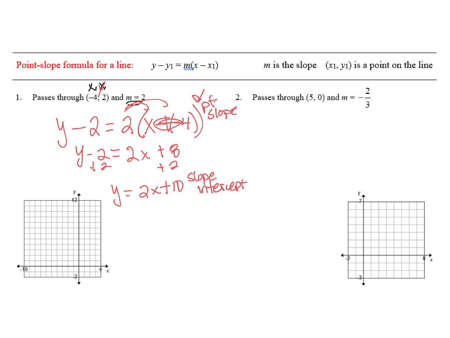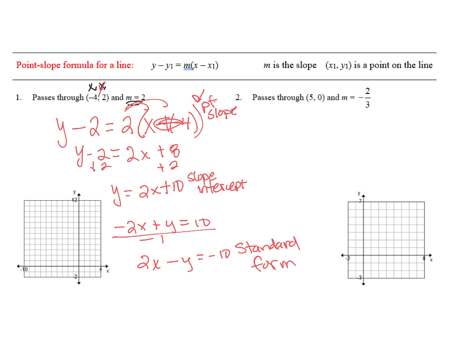And then I can simply move the 2x over and make it negative 2x plus y equals 10. And then divide everything by negative 1 and get 2x minus y equals negative 10. And this is what we would call standard form. So there you can see a line from when we took the information, point slope form, slope intercept form, and standard form. So let's look at this next one.